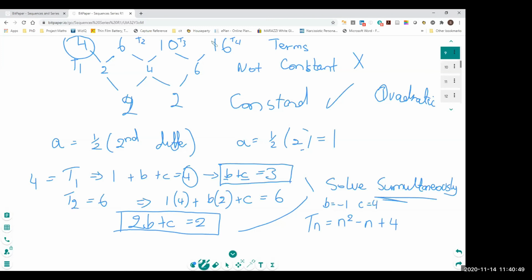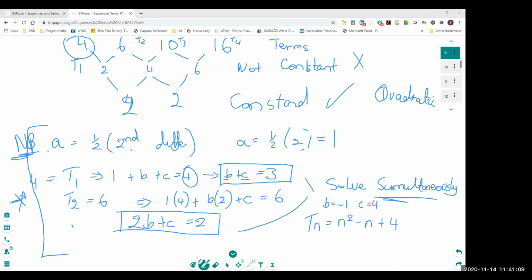So this is the important part here. This is the stuff that you need to know. How to sub in. Remember, the A is equal to half the second difference. Can't emphasize that enough. And then you already have some of the terms, T1, T2, T3, T4. So slot in what information you know.